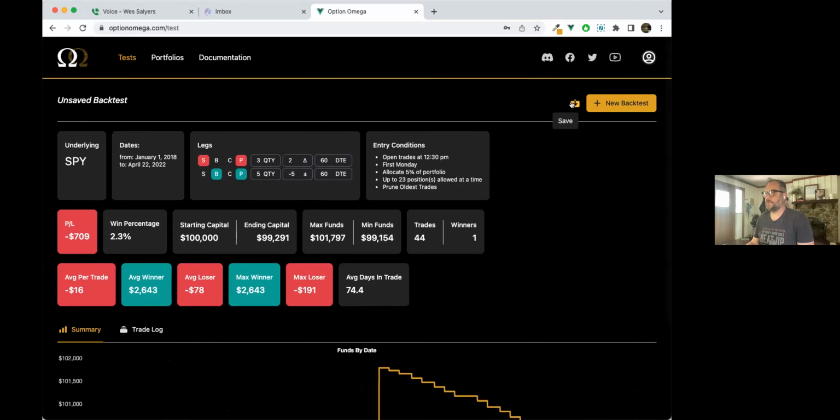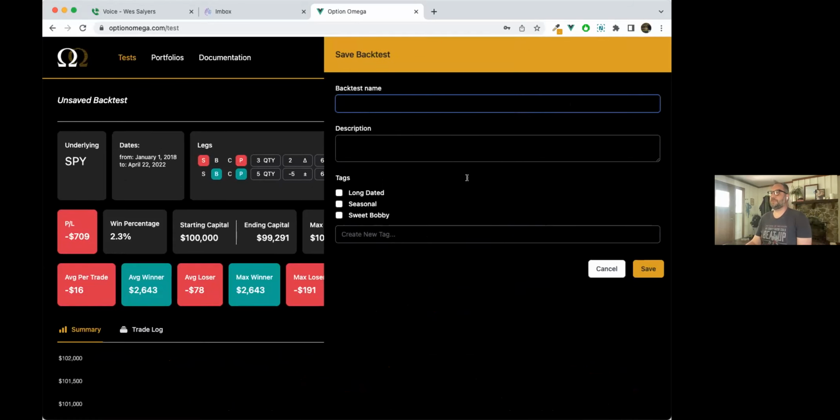And so what we'll do, just for the sake of it, because it's a little bit of a different ratio, the margin, it has trouble figuring out the margin, so it'll do one contract at a time. But with this one, let's just save this. Let's call this Sweet Bobby Hedge.